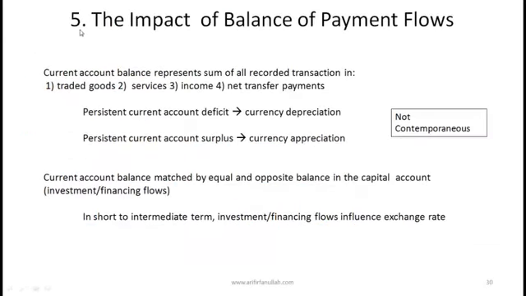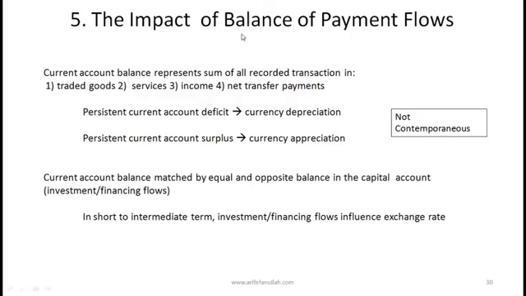We'll now cover section 5, the impact of balance of payments. I'll give you the core points, and then your job will be to do example 11, which is at the end of this section. So balance of payments, as you've seen at level 1, essentially consists of the record of all transactions that a country makes with other countries.